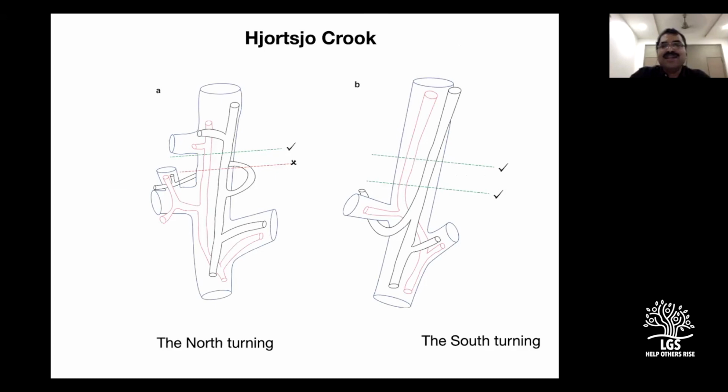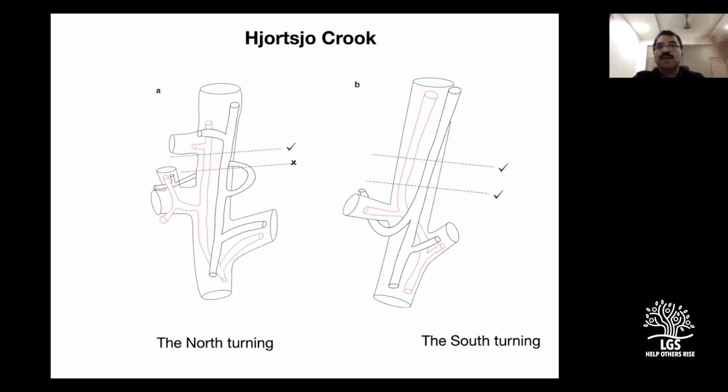Another interesting term is the Hepatic Crook. Actually, it is a normal entity, because the right posterior sectoral duct forms a north turning around the right anterior portal vein. So if you do surgery on the right side and you are not sure about the anatomy, you will invariably injure this bile duct. The north turning is the most common type of entry of the posterior sectoral duct, and it is at very high risk for injury.